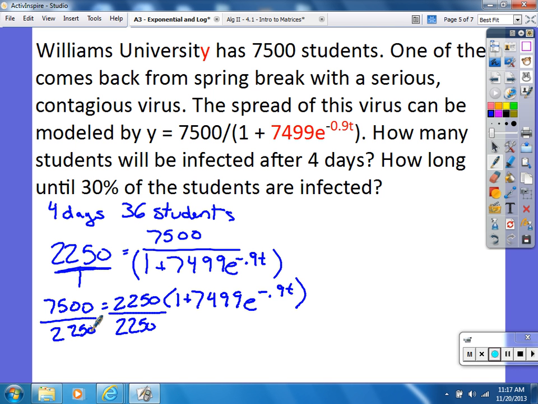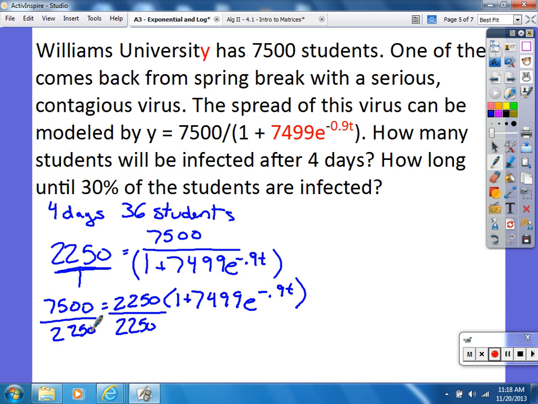Now, take a look up here. What do I have on this side? I have 7,500 divided by 2250, right? And over here, I have that giant thing on top, because I need the giant thing by itself.